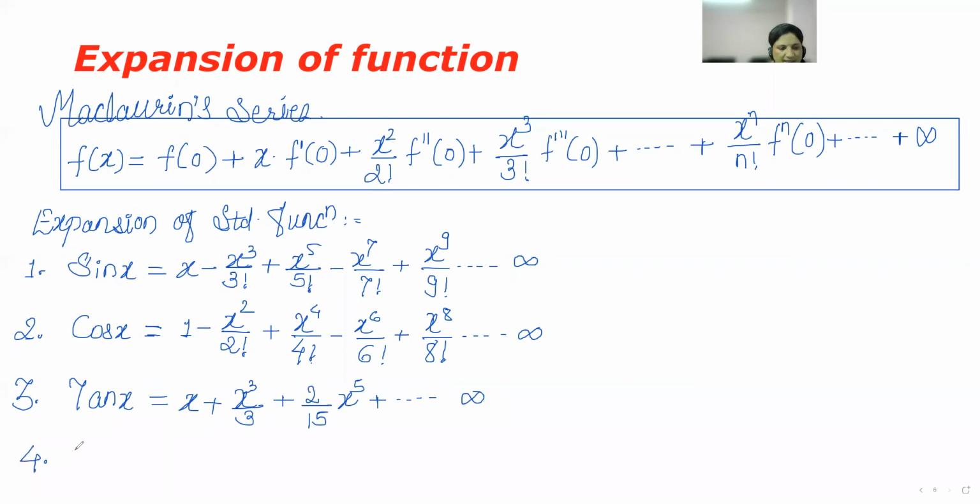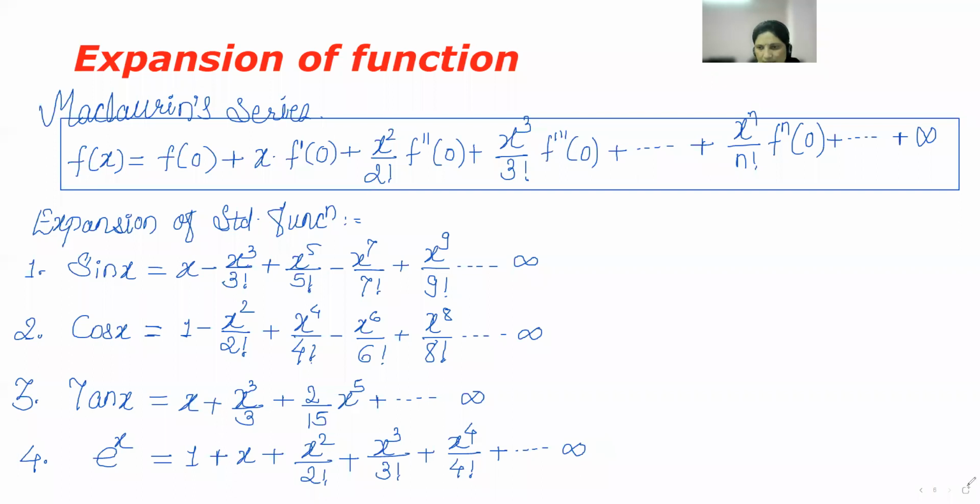Then next, e raised to x. Expansion of e raised to x: 1 plus x plus x squared by 2 factorial plus x cubed by 3 factorial plus x raised to 4 by 4 factorial, and so on up to infinity.